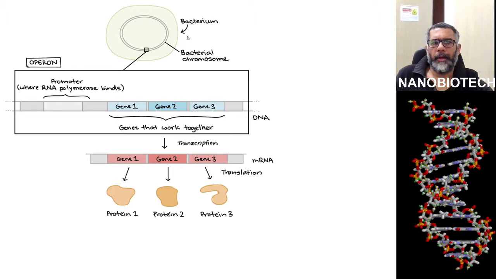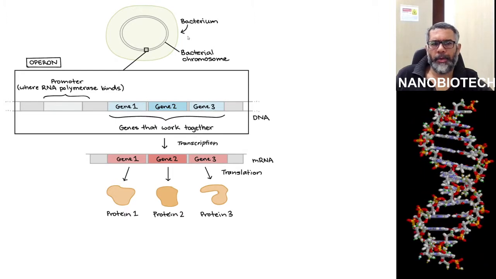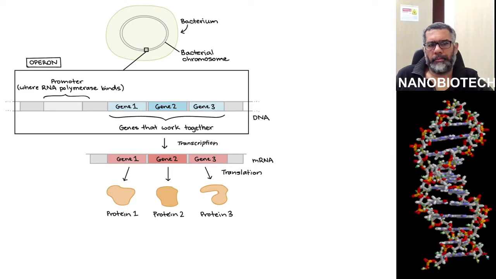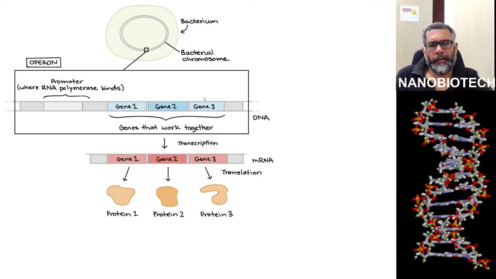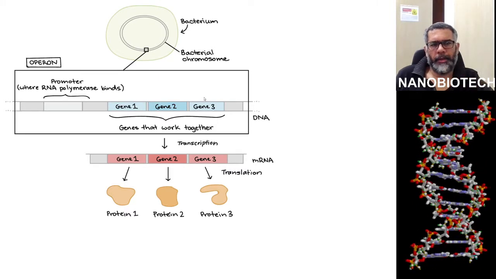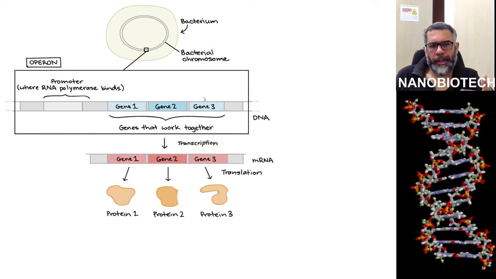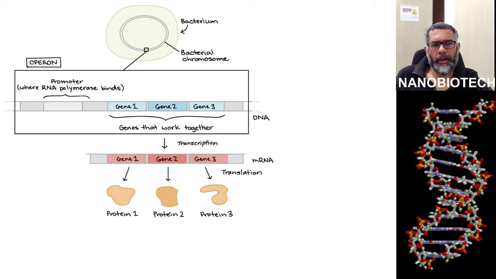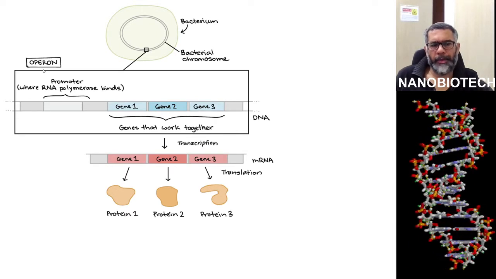In bacteria, related genes are often found in a cluster on the chromosome, where they are transcribed from one promoter, the RNA polymerase binding site, as a single unit. Such a cluster of genes under control of a single promoter is known as an operon. So operons are common in bacteria, but they are rare in eukaryotes such as humans.